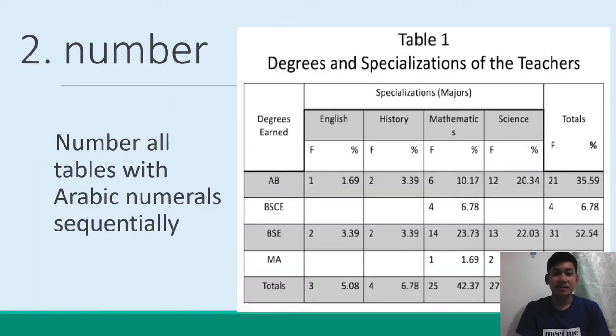So next is number. Number all tables with Arabic numerals sequentially. So the table number is the very first item mentioned on the top of each table for easy identification and further reference. So we have here table 1, followed by table 2, table 3, and so on and so forth.